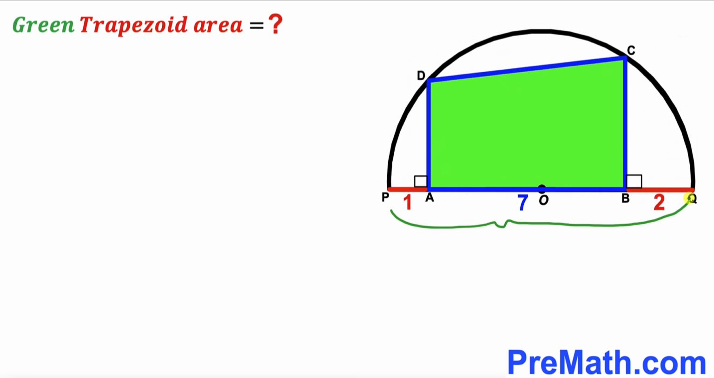PQ is the diameter of this semicircle, and moreover, these are our 90 degrees angles. Furthermore, this tiny segment AP length is 1 unit. The segment AB length is 7 units. And finally, this segment BQ length is 2 units. Now our task is to calculate the area of this green shaded trapezoid ABCD.